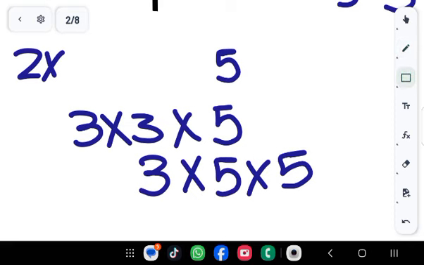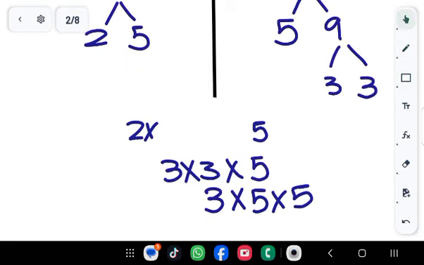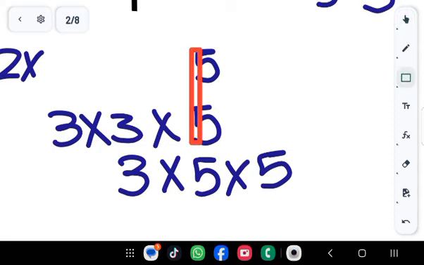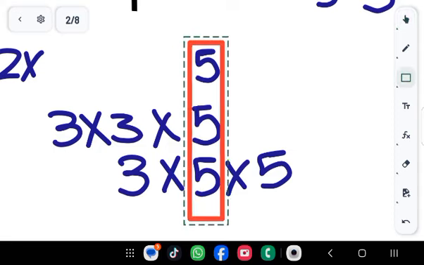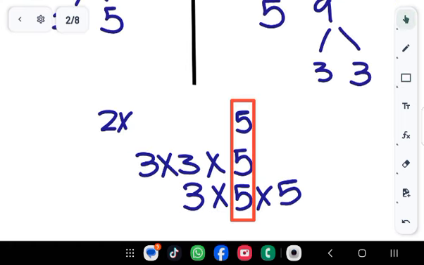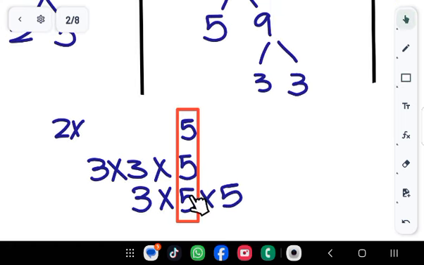And now we circle out the common factor. It must be common for all three. Because here the 5 is common for all three. That is the only one that is common for all three. So we're gonna put a mark around that. So that common one we do not repeat.